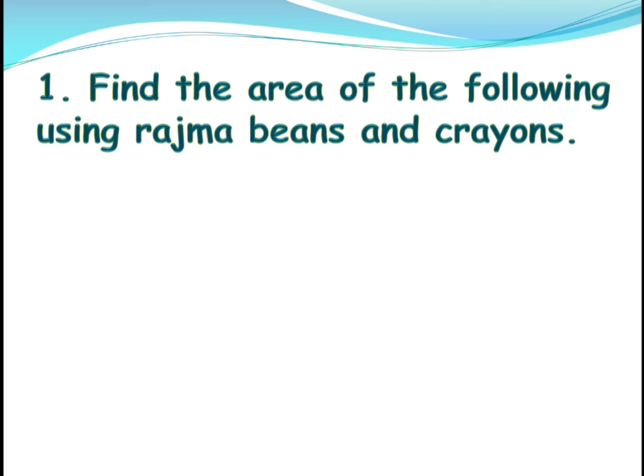Find the area of the following using rajma beans and crayons. So you know rajma beans, these are the rajma beans, children. Using some things to measure the area is non-standard form, you can say. Here we are using rajma beans and crayons, those are non-standard. If we use units of length like centimeters, meters, these are standard form. Area is also measured in centimeters, meters, kilometers. That is standard form.